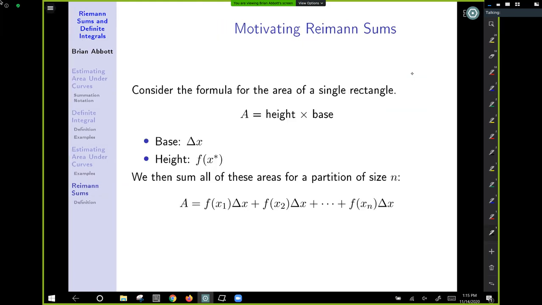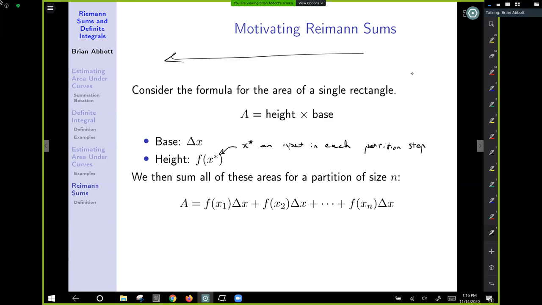So let's talk about the area formula for a single rectangle. Area equals height times base. We talked about how the base is always that step size, depending on your partition size, the change in x. And the height is f of x star. What does f of x star mean? X star is an input in each partition step.